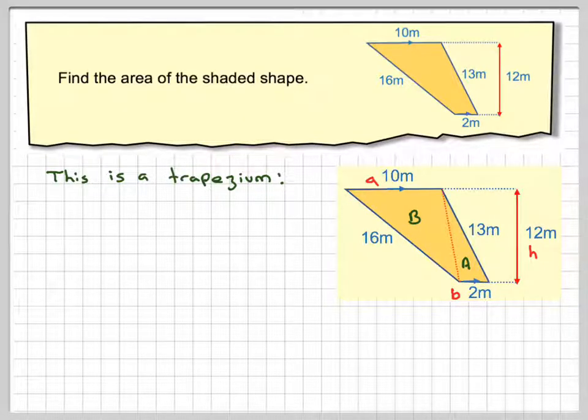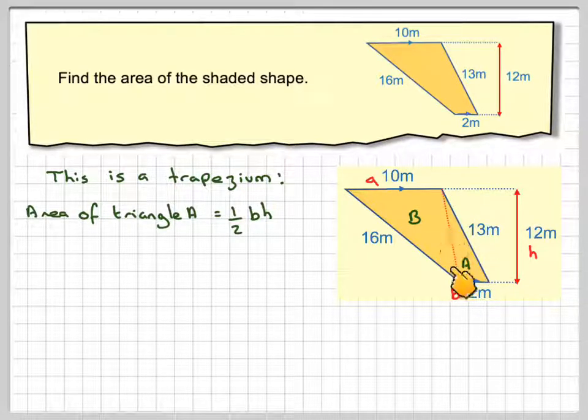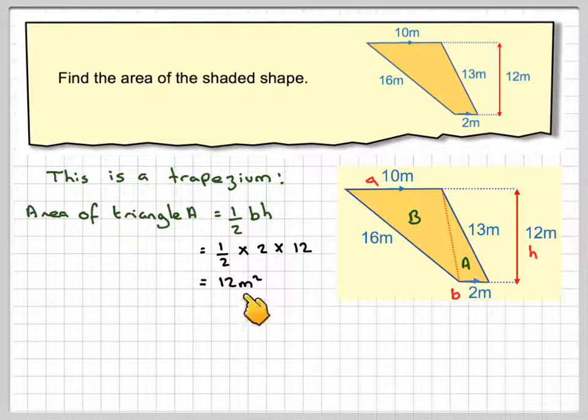So if we now look at the area of triangle A, which is this one here, we take the area of the base, half times the base, which is 2, times the perpendicular height. Remember, it's always the perpendicular height, which is 12. This is the height which is at right angles to the base. So it's going to be a half times 2, which is the base, times 12. Half of 2 is 1. 1 times 12 makes 12 meters squared.